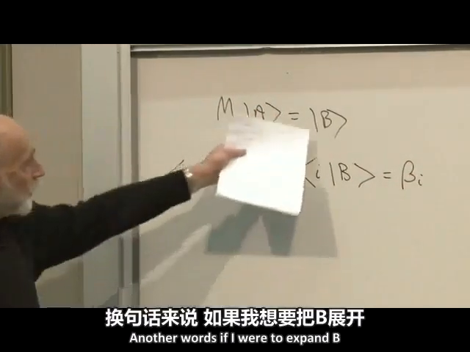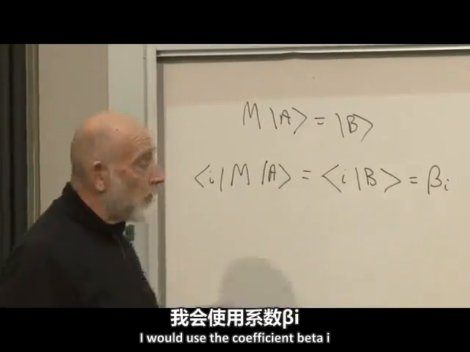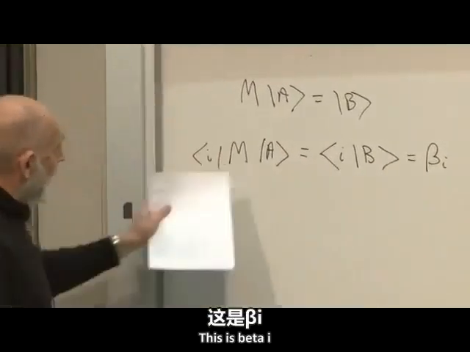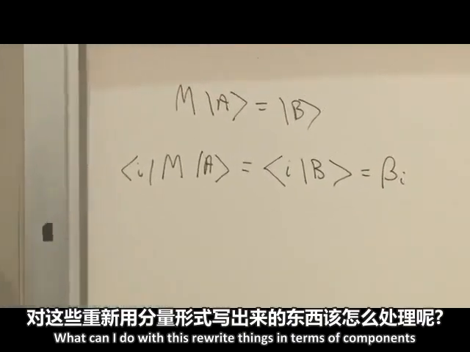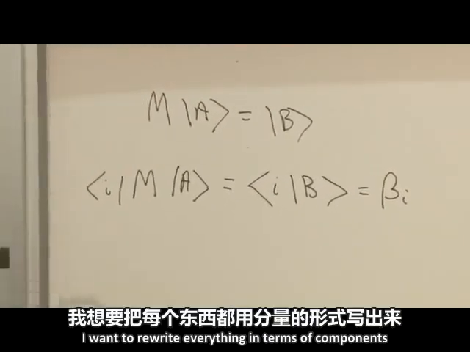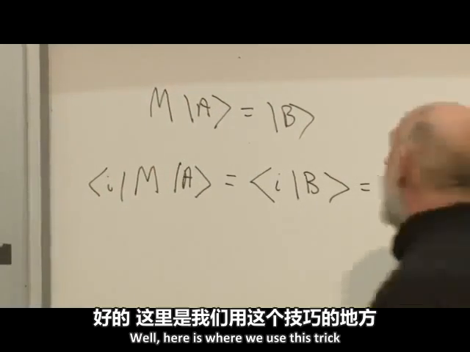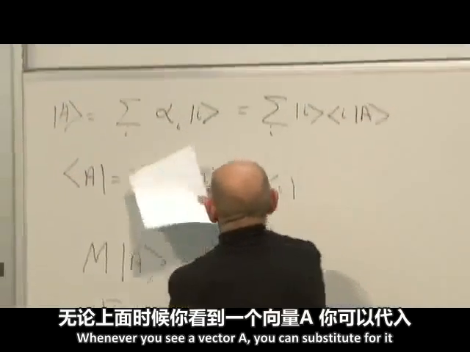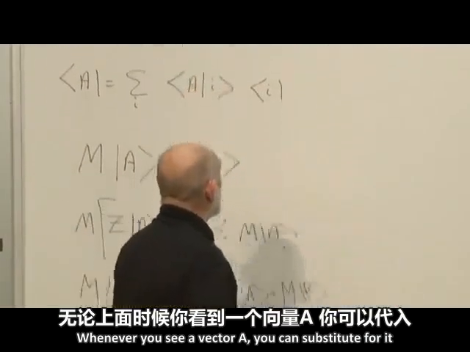This, by definition, is beta i. In other words, if I were to expand b in the same way I expanded a, I would use the coefficients beta i. That's what we learned up on the top board. This is beta i. How about over here? What can I do with this to rewrite things in terms of components? I want to rewrite everything in terms of components so they actually become arithmetical operations that you can do. Well, here's where we use this trick: whenever you see a vector a, you can substitute for it a sum.